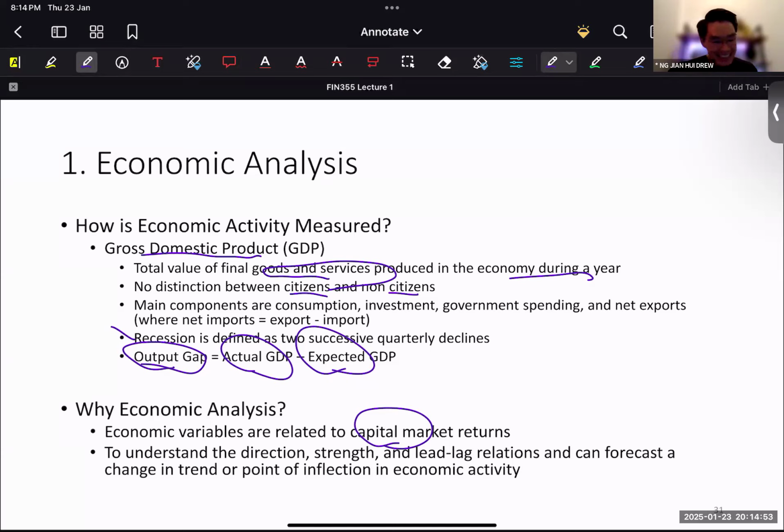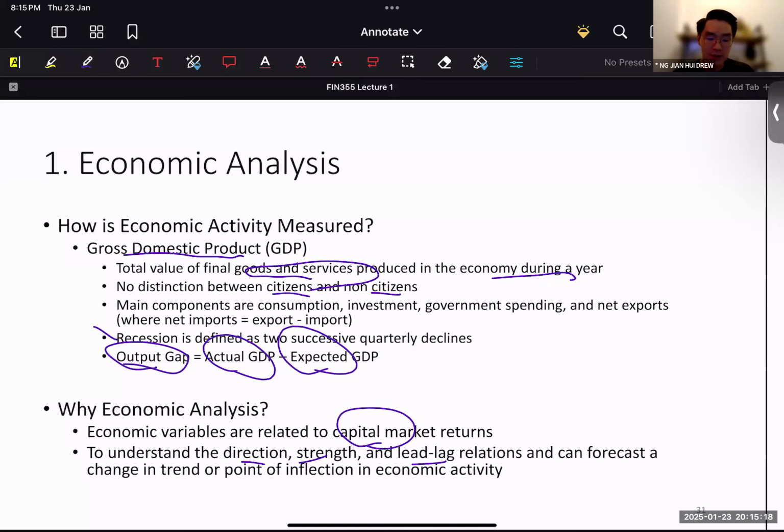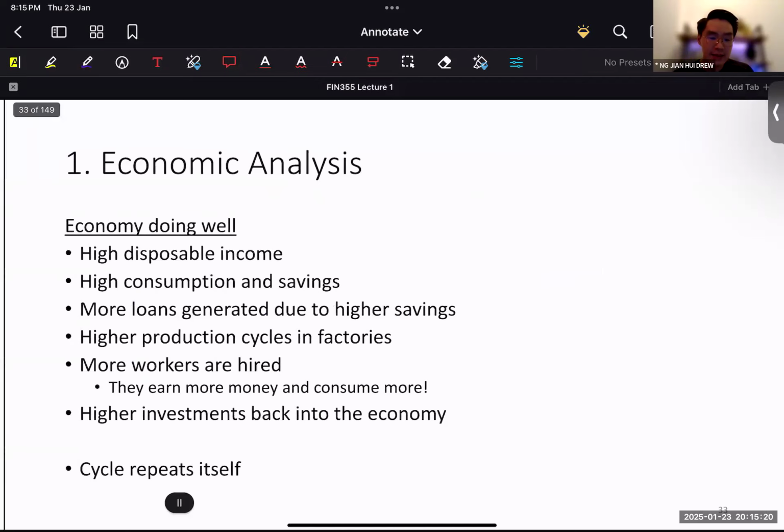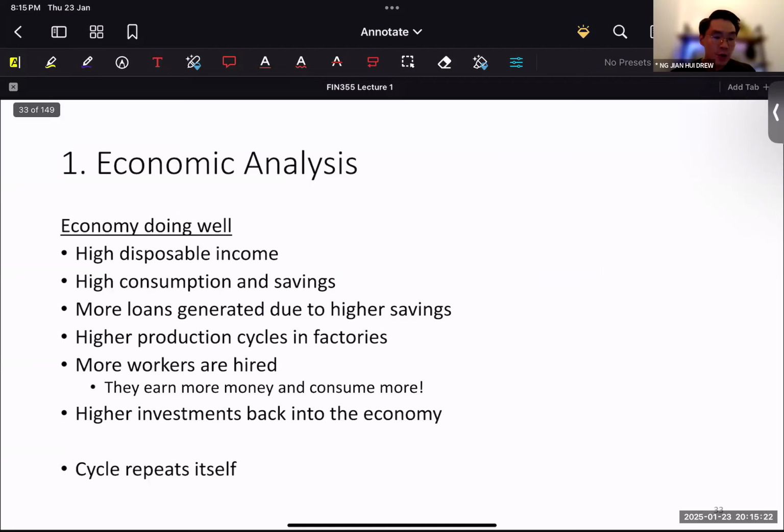Macro is king. That's true. Really understanding the political situation and the economy will give you good insights into where to invest or what to value. That's why you do a top-down approach: you look at the economy, then you go down to which firm you want to invest in. Understand the direction, strength, and lag relationship to forecast where we are going in terms of the economy. Okay, so these are just some general comments.